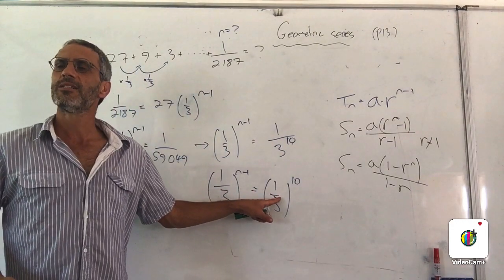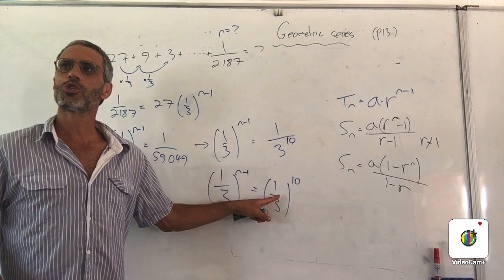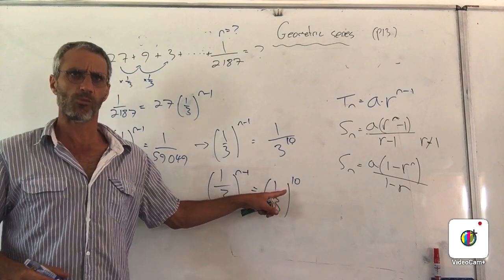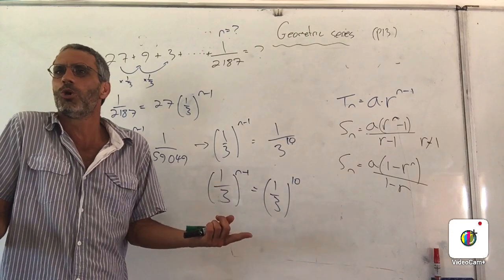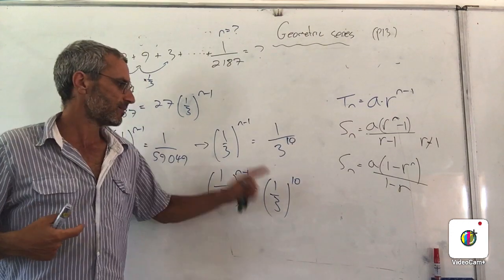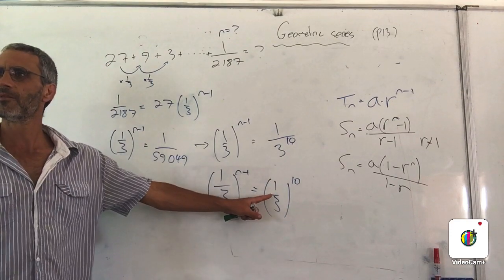What is that? That's 1 to the power of 10. What is 1 to the power of 10? 1 times 1 times 1 times 1. It's 1. Always one. Are we happy with this, guys?